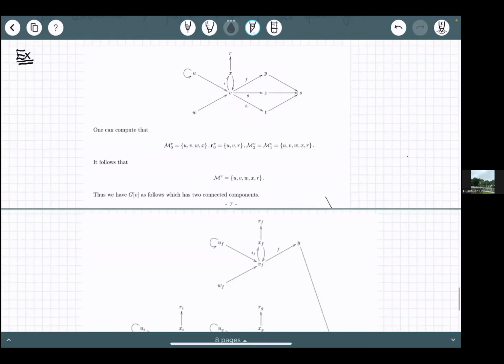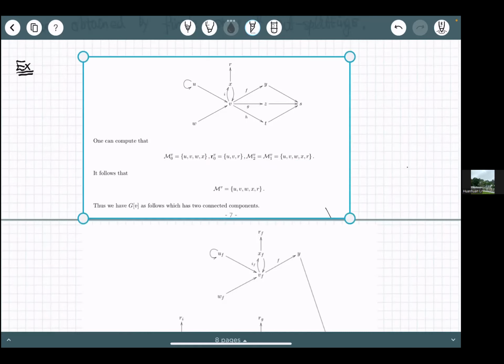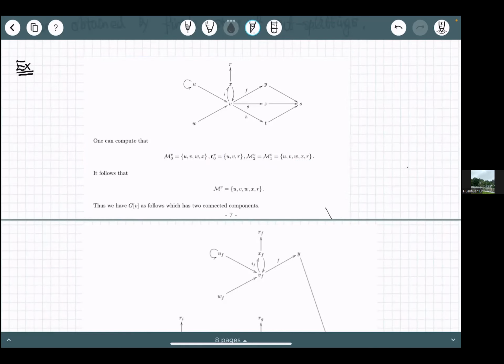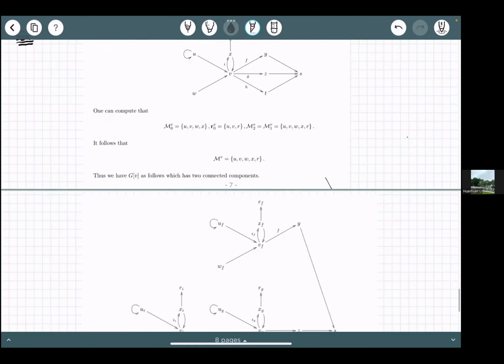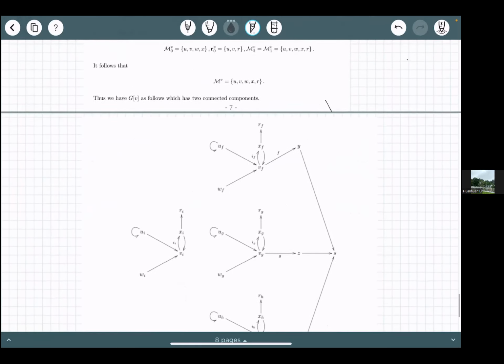So for the new graph, we should calculate M0V, R0V, M2V, M1V. Actually, this is this, and MV contains U, WV, XR. So this part is our MV. And we can draw the new graph EV. EV would be like this.